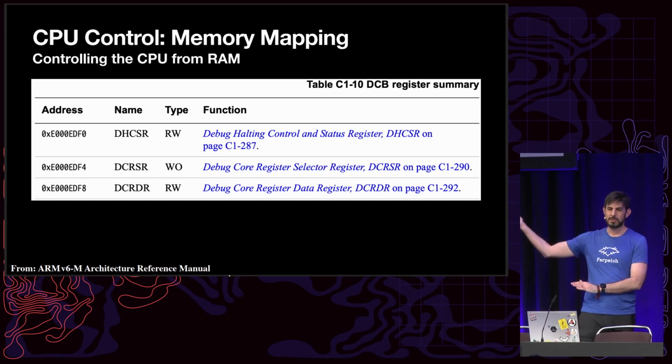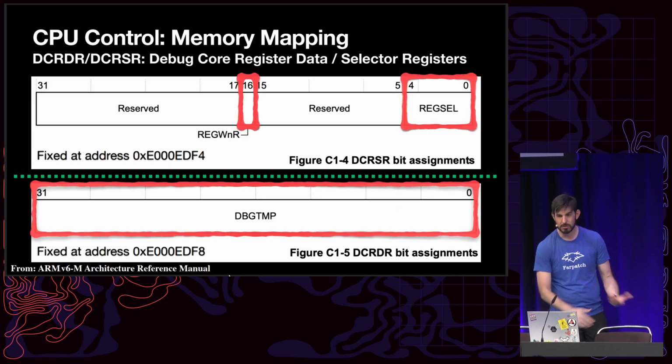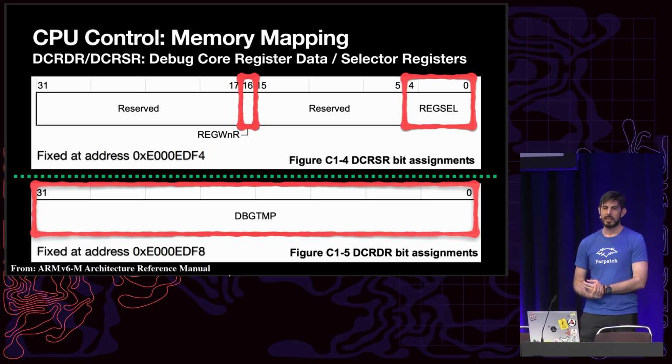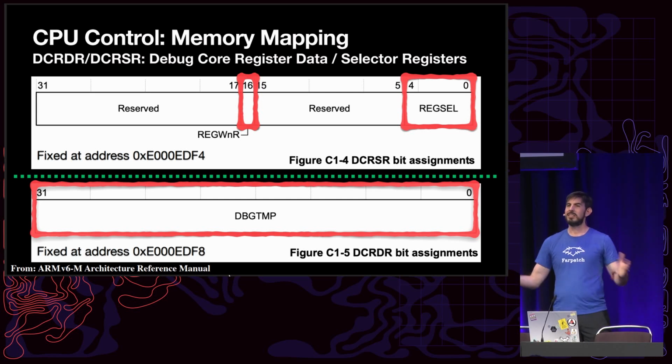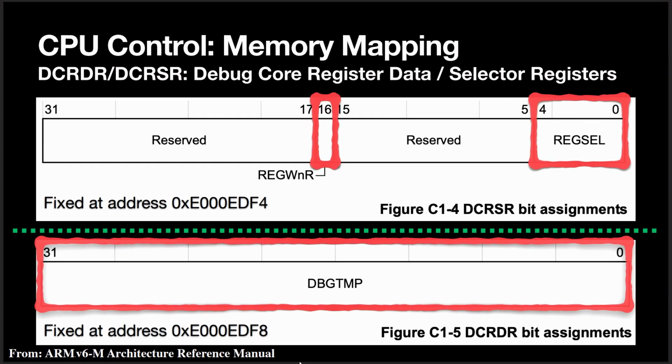And the nice thing is these addresses are fixed, and so you can just access these registers to be able to do things like halt the CPU, access various actual register values. There are these 2 registers here, DCRSR and DCRDR. By putting a register number like 0 for R0 in REGSEL, you can say I'd like to access register 0 or register 1. And then by setting the bit in REGWnR, you can either read the value into the debug temp or write the value that you've previously written from the debug temp into the CPU.